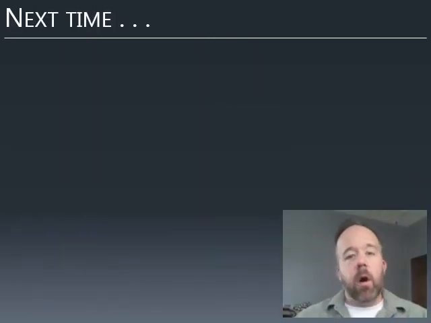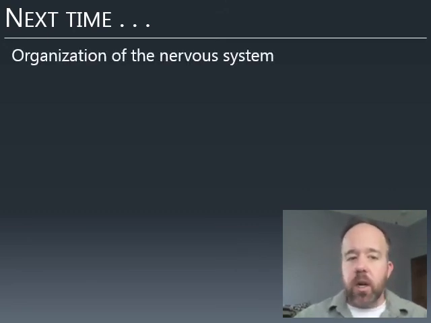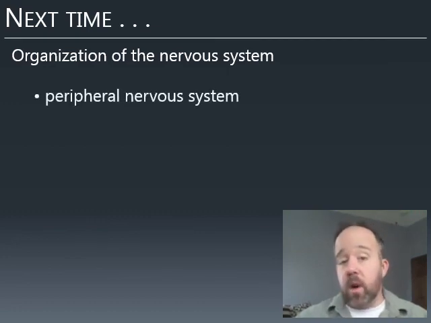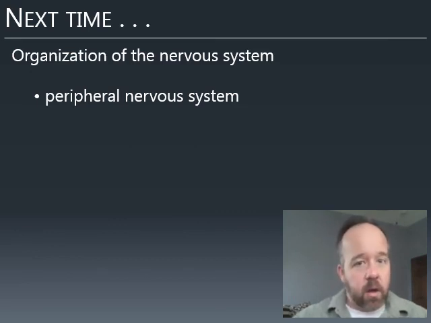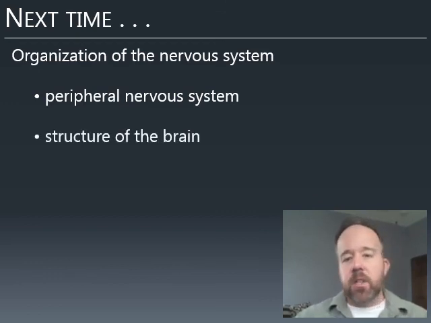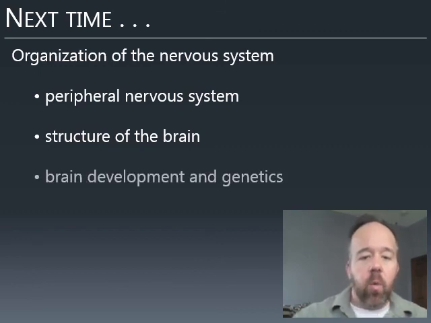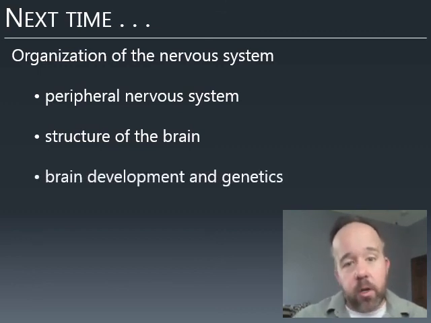Okay, that will do it for our unit on neurons. Next time, we'll move on to the organization of the nervous system at large. So we'll talk about the peripheral nervous system, which is the portion of your nervous system that's out in your body. Of course, it's all in your body, but we mean the periphery, your limbs, your torso. We'll talk about the central nervous system, which is the brain and the spinal cord. And in particular, we'll talk about the structure of the brain. What are the brain's different parts? What do they do? What are their functions?